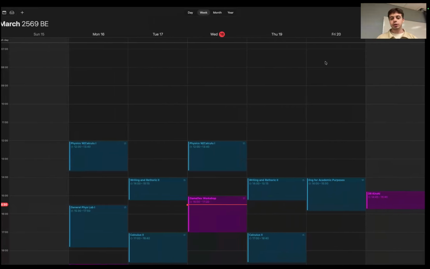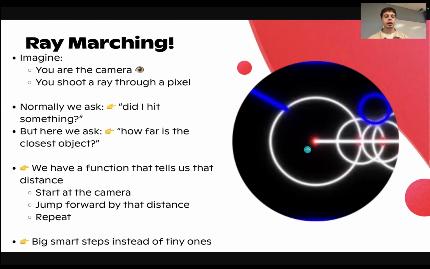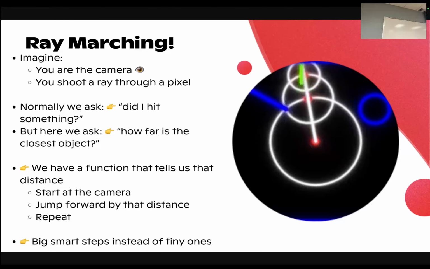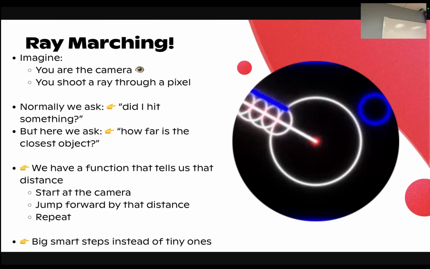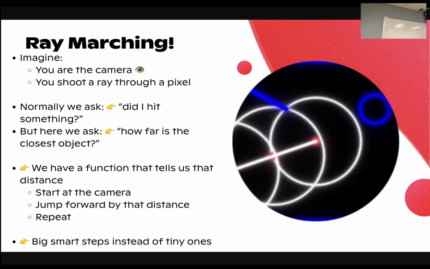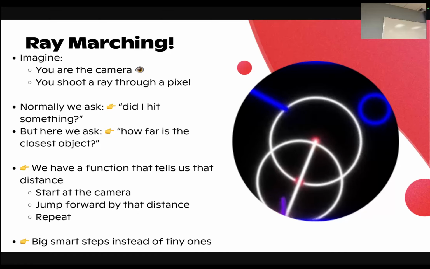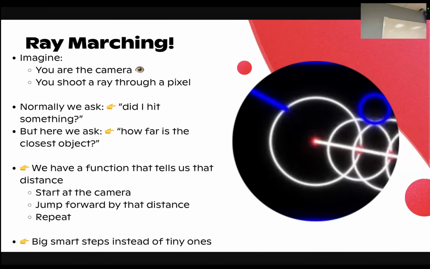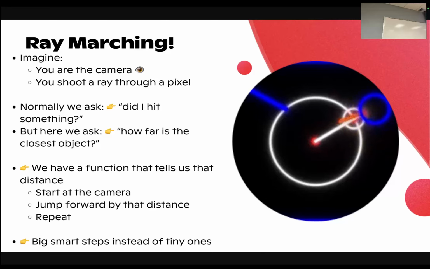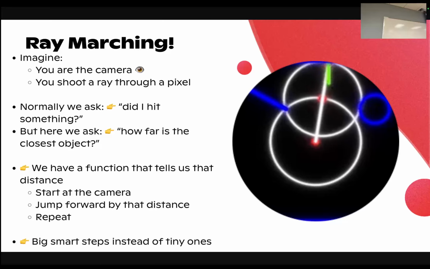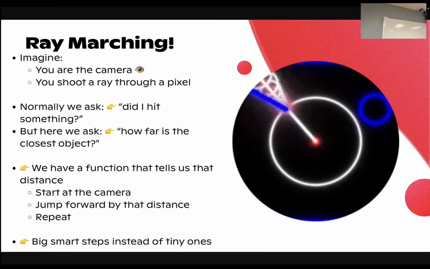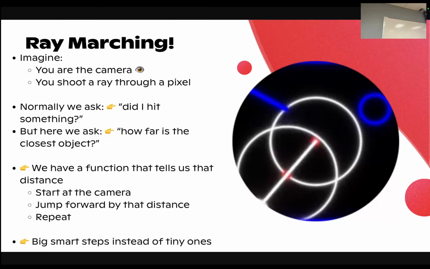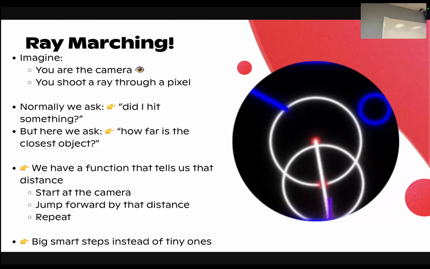So let's go back to the presentation. Okay, ray marching. Imagine that you are the camera and you shoot a ray from the pixel. For example, you stand in a room and you're blind. You have no idea what's around. You cannot see the chair or the table. You have to rely on throwing a ray from where you stand until it hits something.